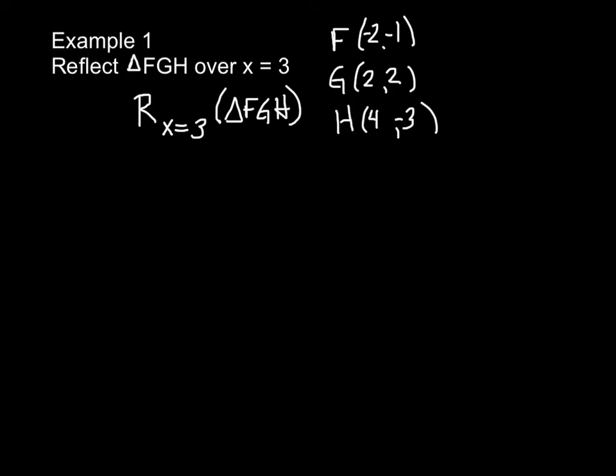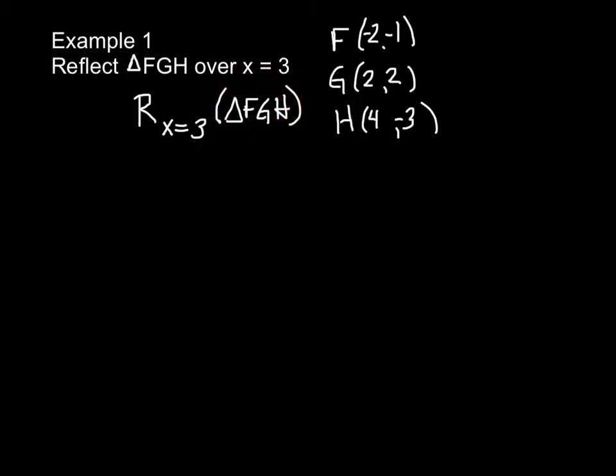So if you see a capital R, that means reflection. If you see this, it means what you're reflecting over. It could say y-axis, x-axis, or anything other than x and y-axis. It could be an equation. It could be y equals x plus 1. And then here is what you are reflecting.